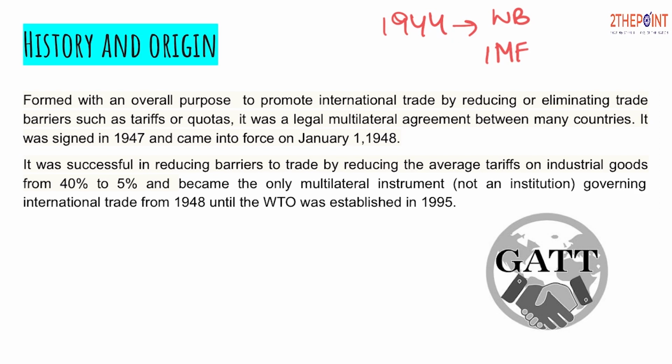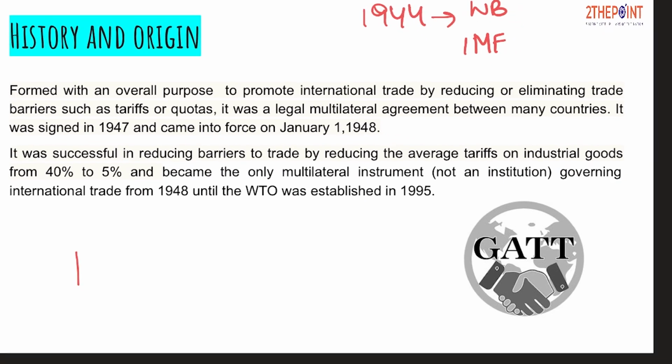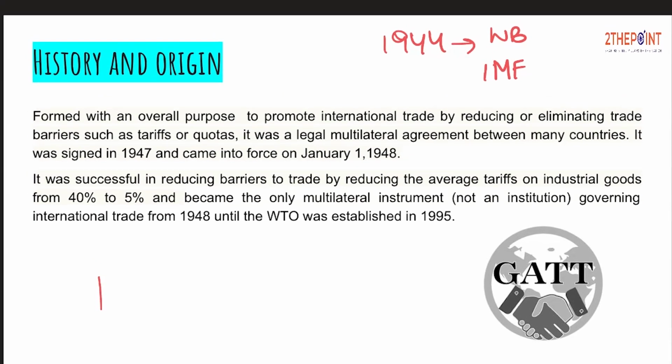So in 1947, a conference was held in Geneva where 23 countries united and agreed upon certain rules and conditions that would govern the world trade, and that led to the agreement known by the name of the General Agreement on Tariff and Trade, that governed the world trade from the time it came into force, that is 1948, until 1994.